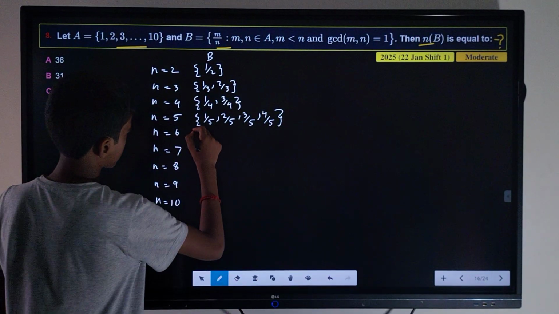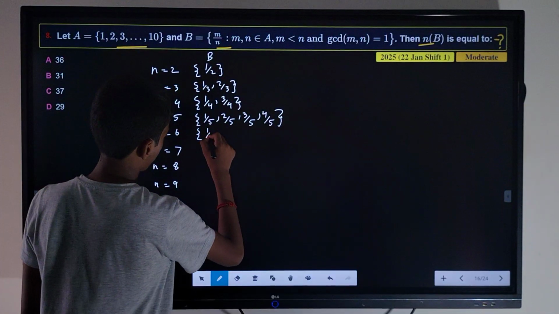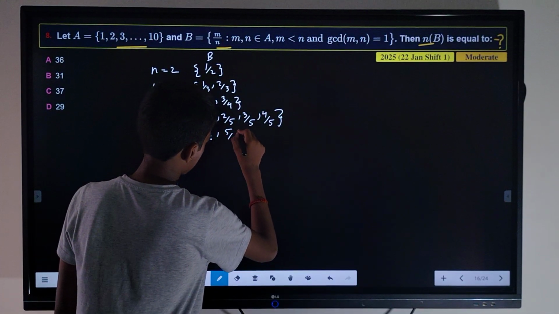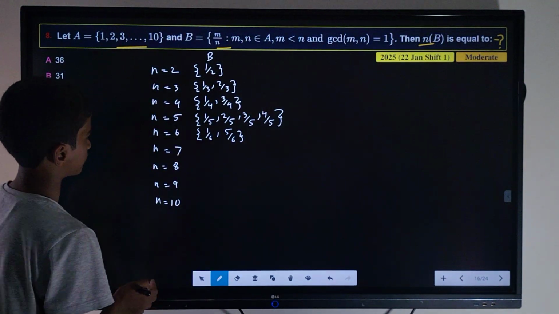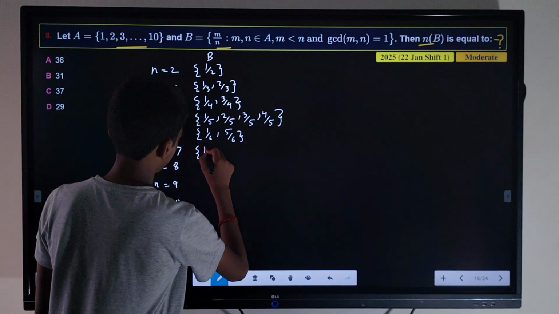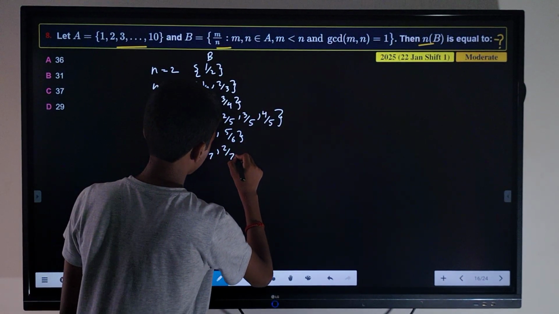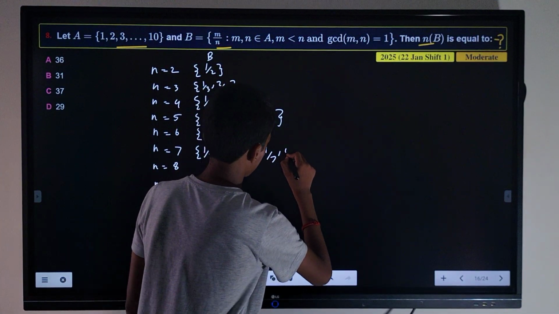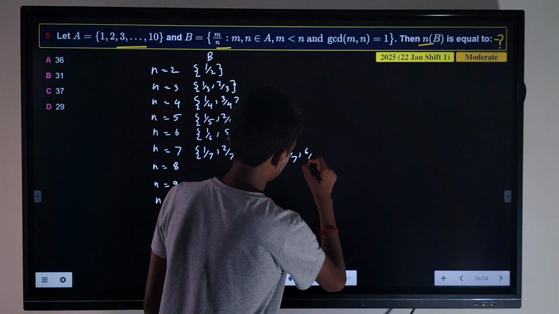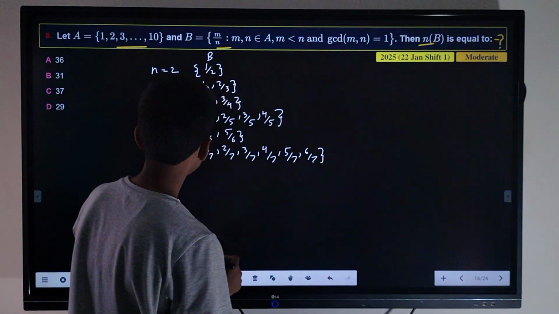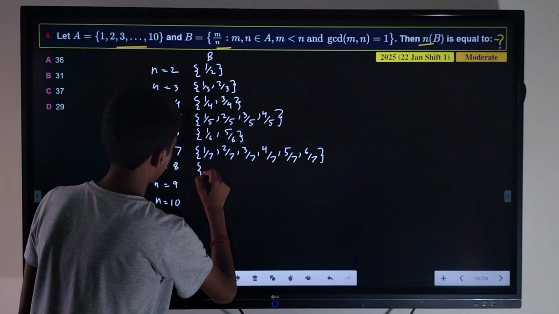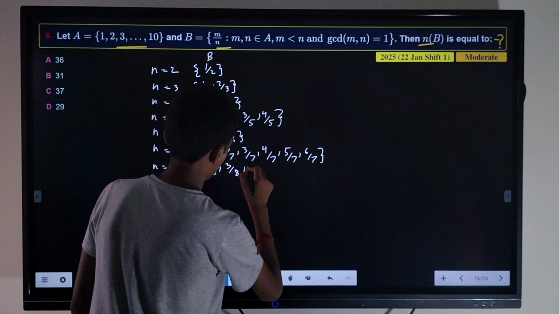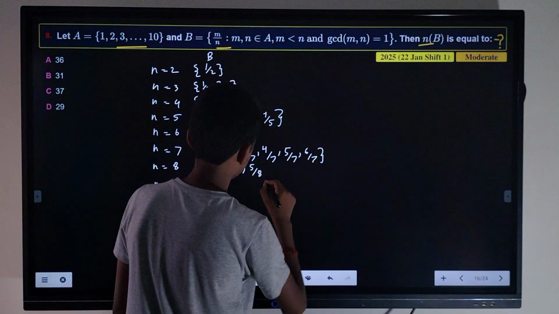When n is equal to 6, we will get 1 upon 6, 5 upon 6. When our n is equal to 7, we will get 1 upon 7, 2 upon 7, 3 upon 7, 4 upon 7, 5 upon 7, 6 upon 7. And when n is equal to 8, we will get 1 upon 8, 3 upon 8, 5 upon 8, 6, 7.